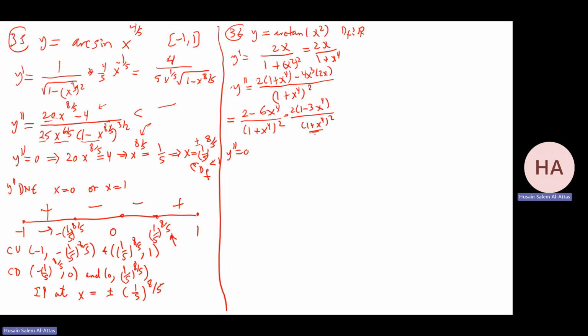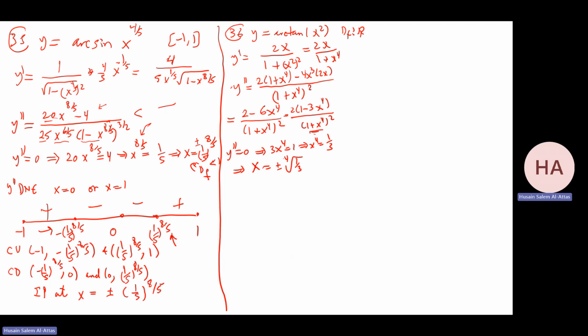So I have y double prime equals 0, so I need to solve this. I have x to the power 4 equal 1 over 3. So I have x equal plus or minus the fourth root of 1 over 3, which is a value between 0 and 1. The positive, the negative part between minus 1 and 0.